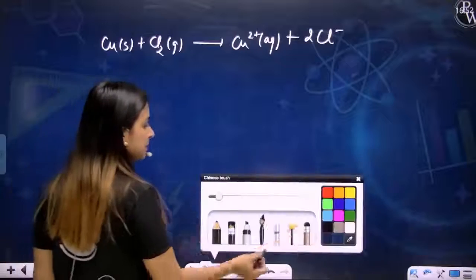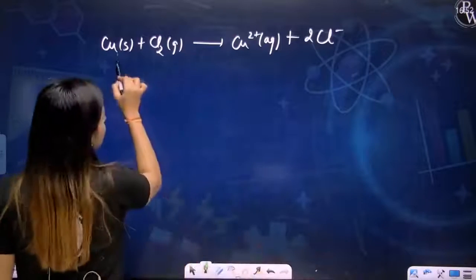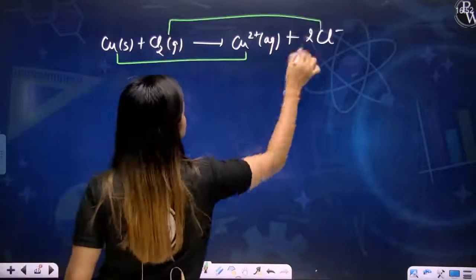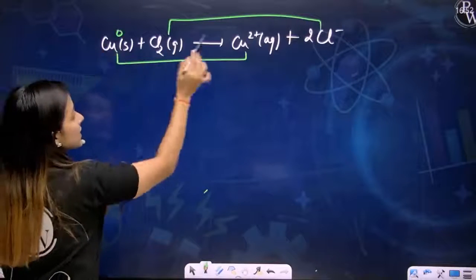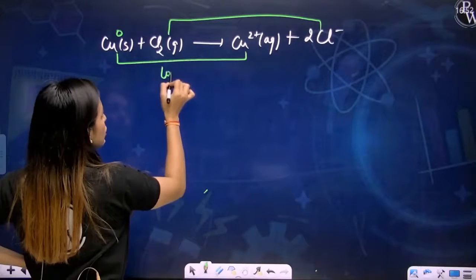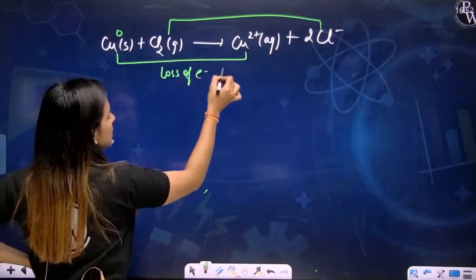Okay, see, copper to copper 2 plus, Cl2 to Cl minus. See, copper oxidation state is 0 to plus 2, which means this is loss of electron. So this is oxidation.